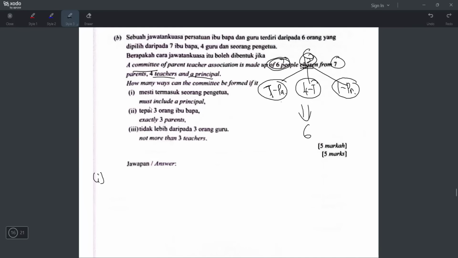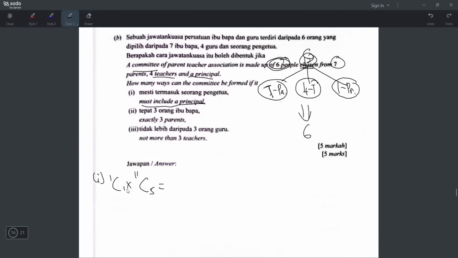But number one, they said it must include a principal. That means you cannot do 12C6 because there's a condition here. There's only 1 principal, so you have to do 1C1. But to make up 6 people, you still have to choose another 5. The remaining 5 you can choose from parents or teachers, because it includes 1 principal already, so you cannot have another principal. So the rest of the members have to be either parents or teachers. Add them up, 7 plus 4, 11. So from the 11, choose another 5.